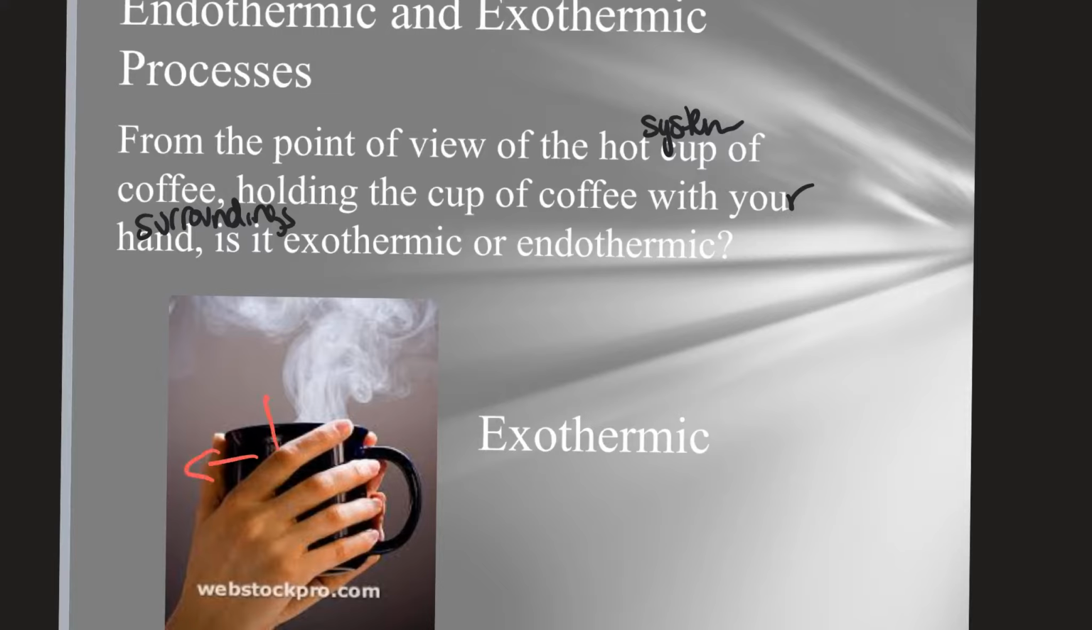So energy is leaving the cup. The reason it feels hot is because you're feeling that energy coming from the cup itself. So that makes the system experience an exothermic process. And if the system is experiencing an exothermic process, then the surroundings are experiencing an endothermic process. So it's always kind of backwards. The system is getting exothermic, the surroundings are getting endothermic.